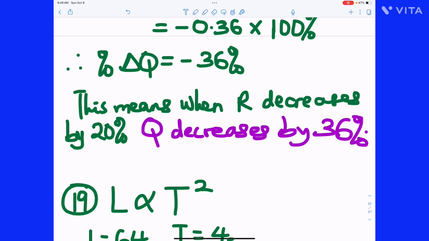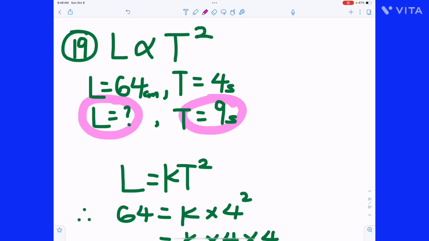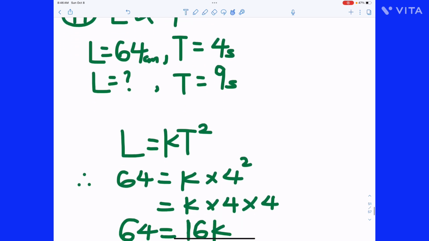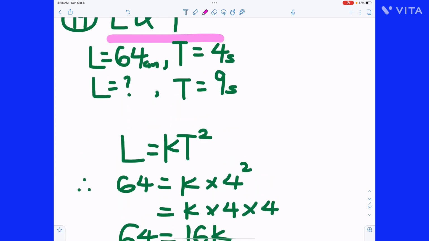Very simple question. Question 19 says L is directly proportional to T squared, and L is 64 when T is 4. You can look at the question itself. We now need to find L when T is 9. So L is equal to K T squared. We use this set, L is 64 when T is 4, to find the value of K.